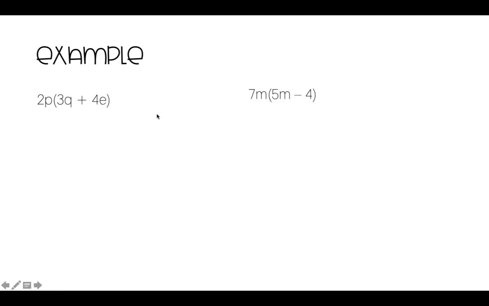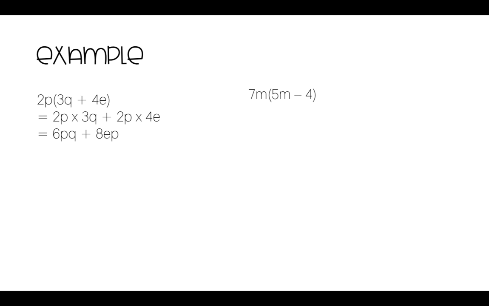Now we can also have some extra pronumerals outside the brackets as well as in the brackets. So 2p brackets 3q plus 4e close brackets, well, 2p times 3q plus 2p times 4e. So 2p times 3q, we'll start with that. We start with our coefficients, 2 times 3, and then we have our pq, so we'd have 6pq plus 2 times 4 is 8, 8ep.